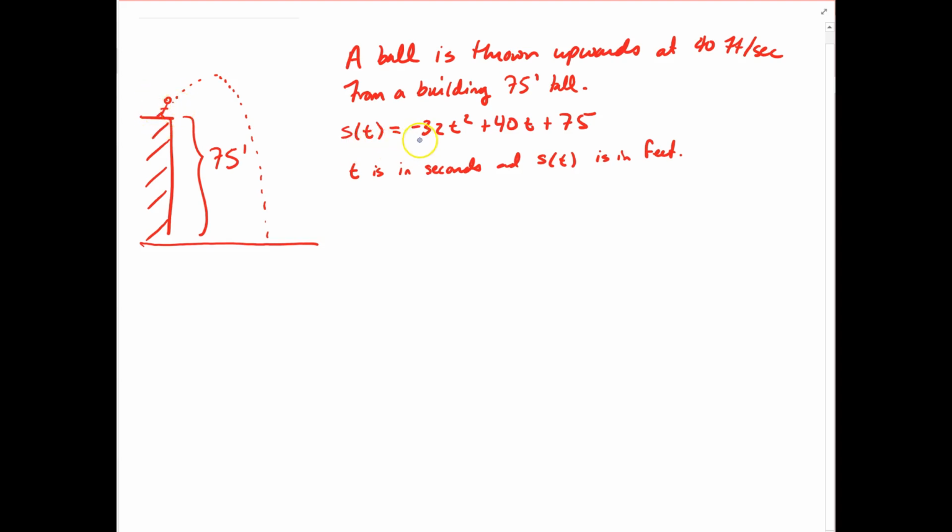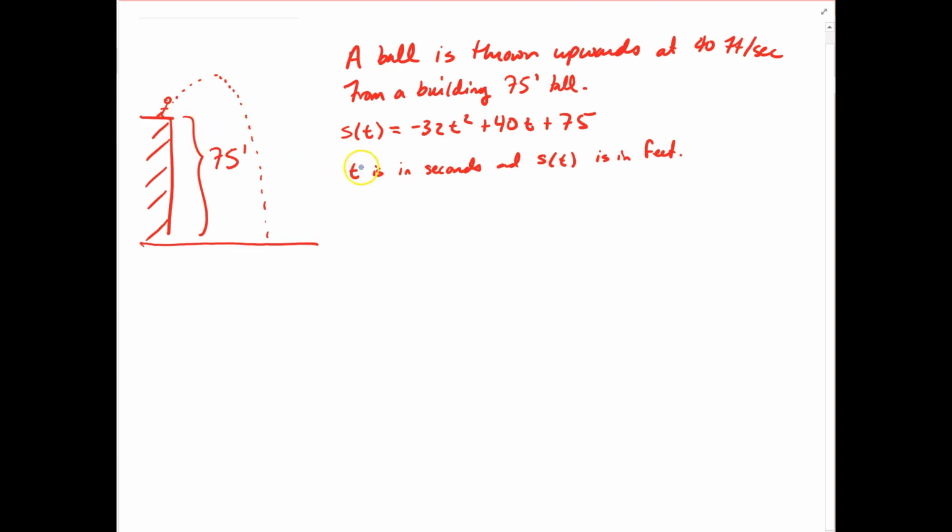So this is a function that would describe the height of the ball. We'll call S the height of the ball at any point in time, and time is measured in seconds here. So there's a lot of flaws to this model. It doesn't take into account air resistance, doesn't take into account a number of things.